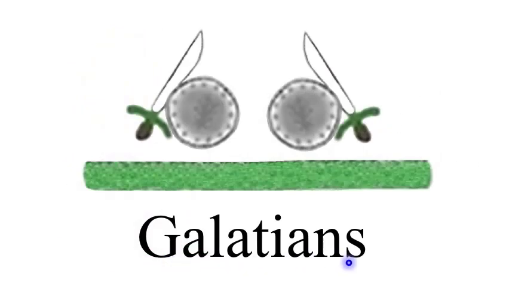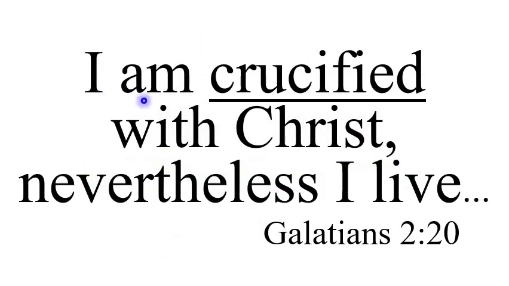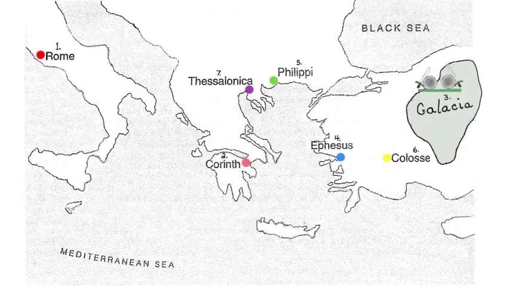The icon for Galatians is 2 swords, 2 shields, and the land, because the Bible says, I am crucified with Christ, nevertheless I live. Galatians 2:20. Galatia is located between Europe and the East. It was highly prized because it was the bridge between them. People wanted to own this land for economic and commercial reasons. Therefore, much war saturated the land.